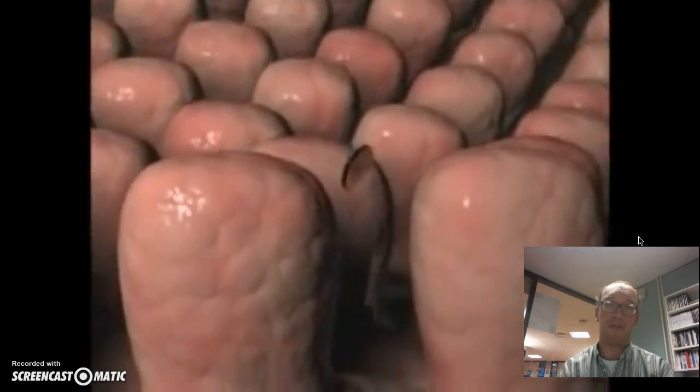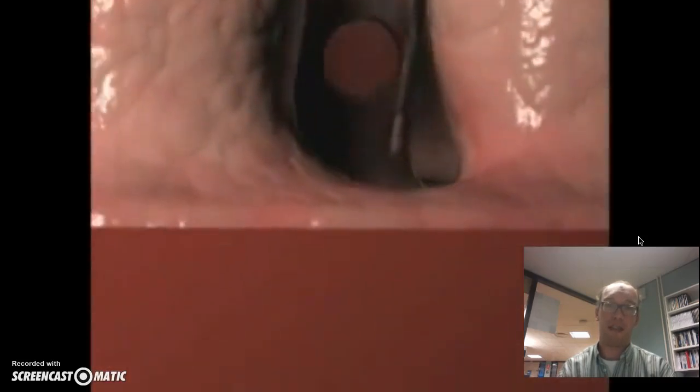And when it's small enough, it's going to be absorbed by the villi into the bloodstream.